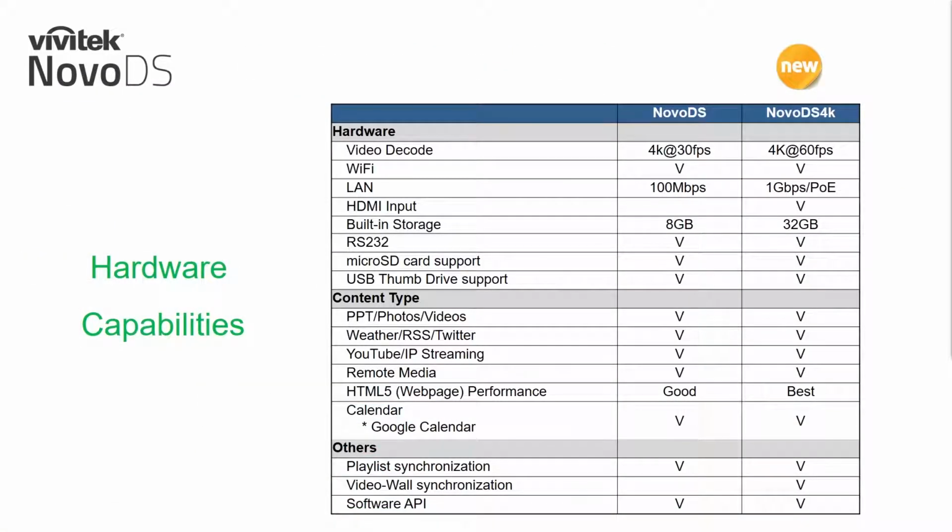Here is a side-by-side comparison of the two. Please note that the NovoDS 4K is PoE enabled. It also has much more onboard storage at 32 gigabytes over 8 on the NovoDS, and has a special feature, the ability to do video wall synchronization.